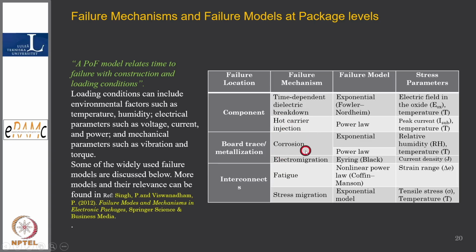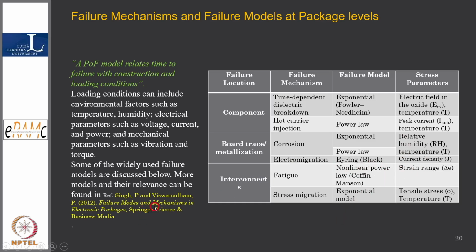Corrosion is one of the additional factors. For corrosion we provide a passivation layer, so that humidity is reduced or doesn't affect the board. So it is relative humidity and temperature. We have the corrosion Arrhenius model, and current density and all those things are affected.